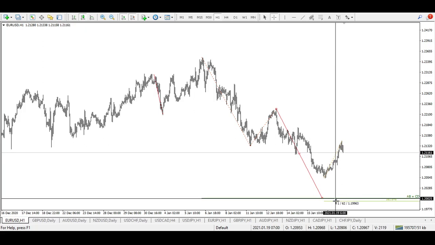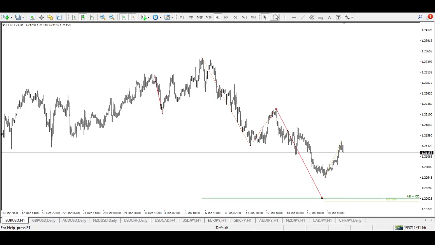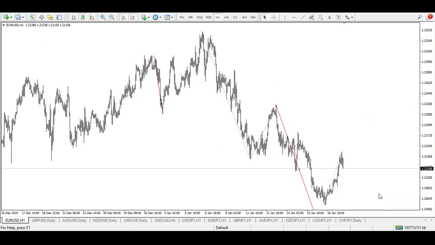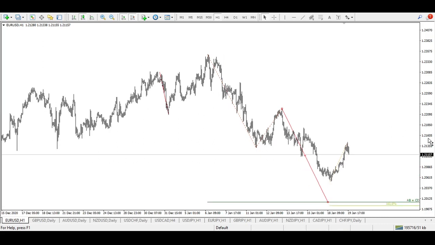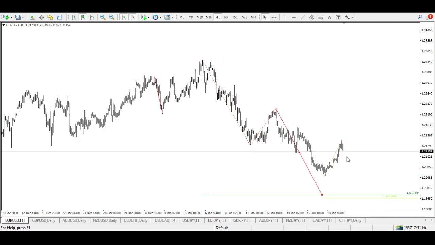One is 1.1996, another one is 1.2002, so there is a difference of only 6 pips. So obviously this is a support cluster made by the bigger ABCD and the 3 drive. So this can be the final target of my sell position, which I have taken right now.